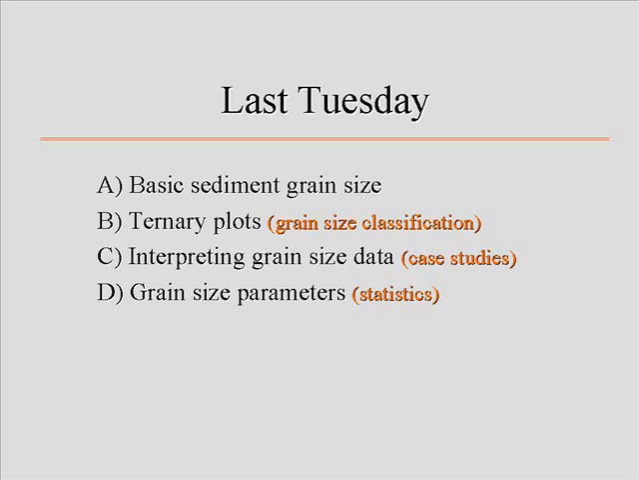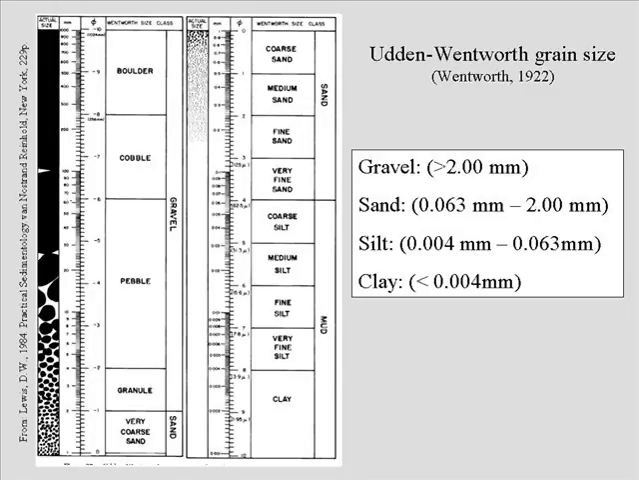Last Tuesday, we discussed basic sediment grain size. We talked about ternary plots, including grain size classification. We interpreted some grain size data. We didn't really do any interpretation, but I gave you a couple examples of things and got you to start thinking a little bit about what those data actually mean. And then we talked about grain size parameters. As far as recap goes, this was our introductory grain size slide that more or less talked about how sediment is distributed, how sediment is classified.